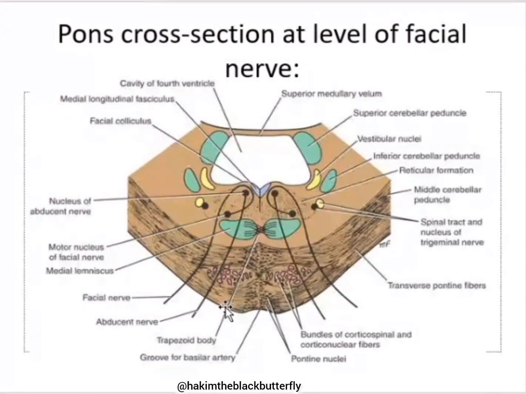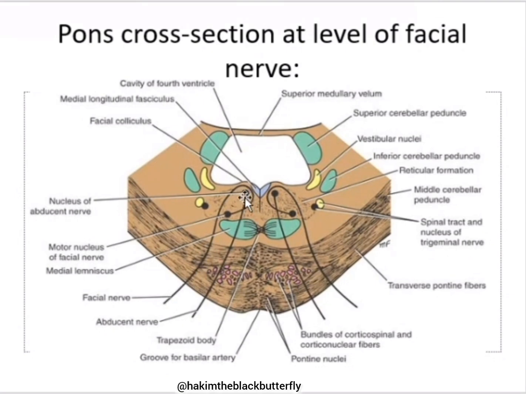When you make a cross-section through the pons at the level of the nucleus of the facial nerve, you're going to see the motor nucleus of the facial nerve, the fibers coming from it moving posteriorly, then winding around the nucleus of the abducent nerve, and then curving and coming out anteriorly.